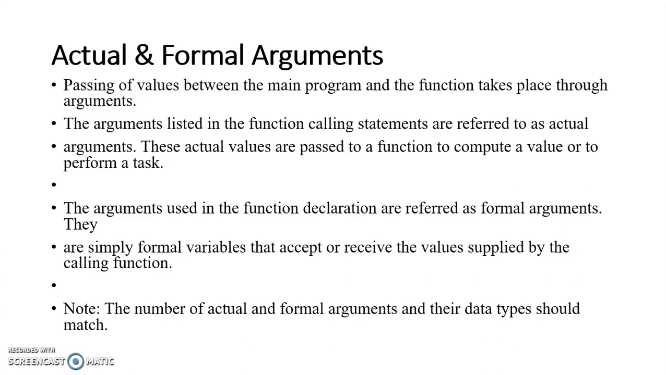So the definition says the arguments listed in the function calling statement are referred to as actual parameters. Now what exactly is the function calling statement? Again I'm just revising what exactly function definition, function declaration, and function call are. The function definition means whatever actual operation you want to perform in the function, you have to write in the function definition only, right? And the function declaration is just declaring the function with a semicolon initially after the header line. Fine.